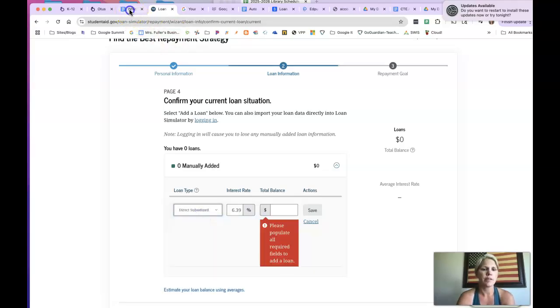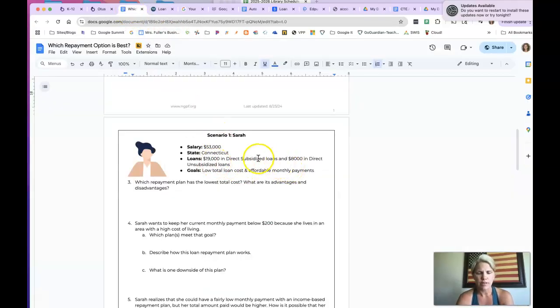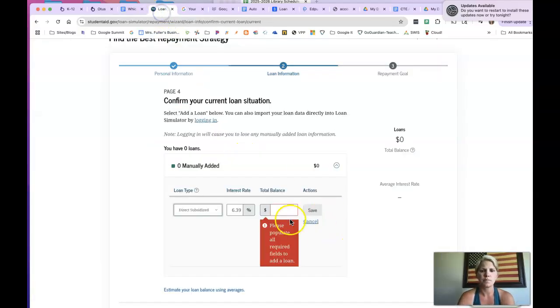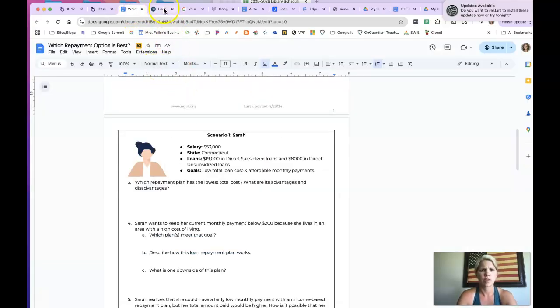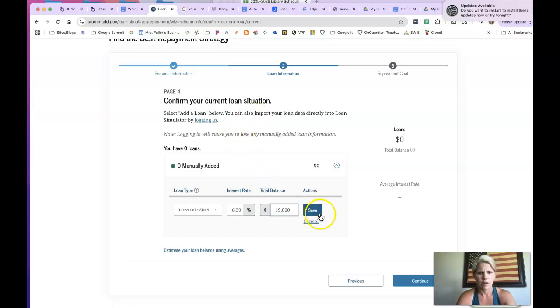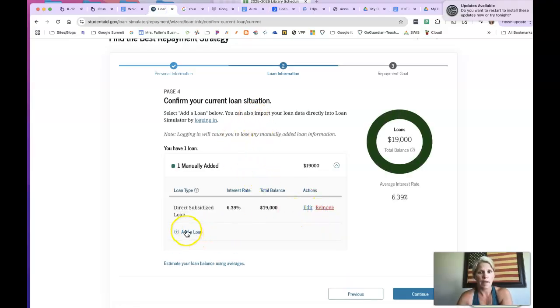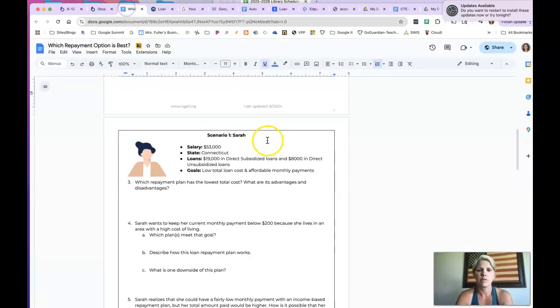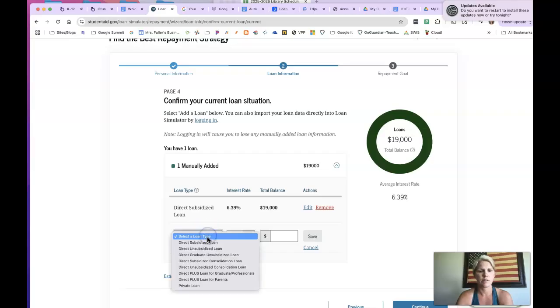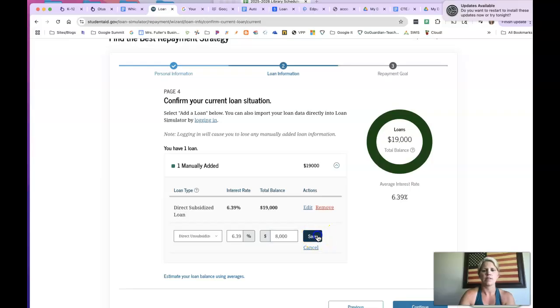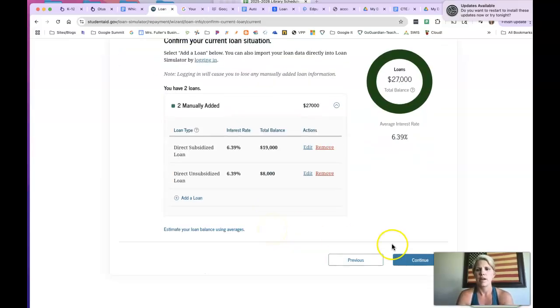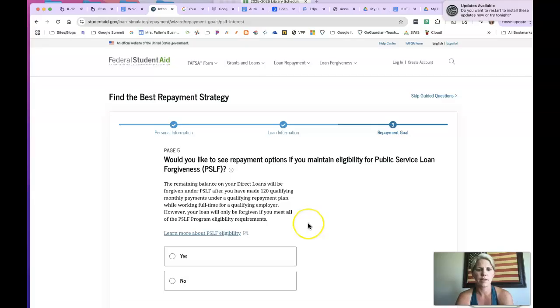So she had, I believe, the direct subsidized loan, $19,000. And then we'll add her other loan, which was $8,000 in direct unsubsidized. And say save. And now we're ready to go to the next step.